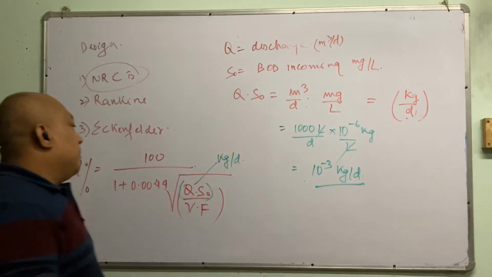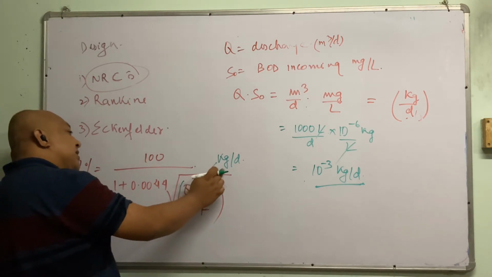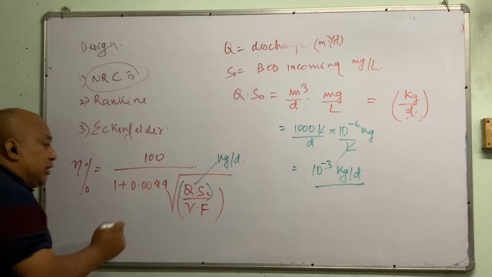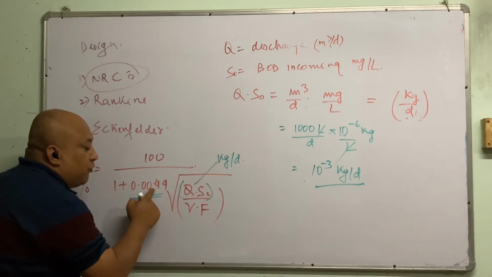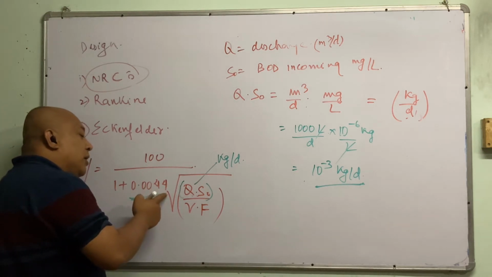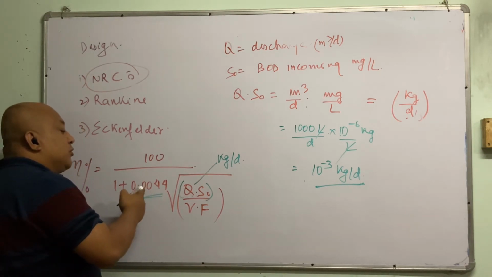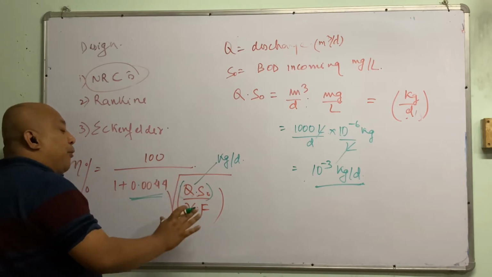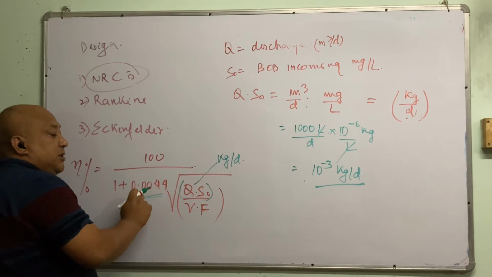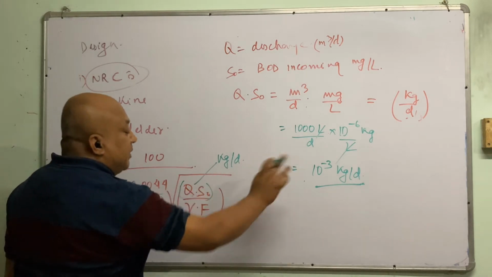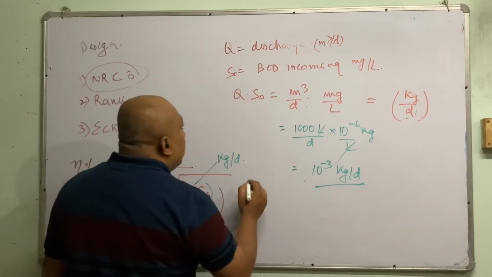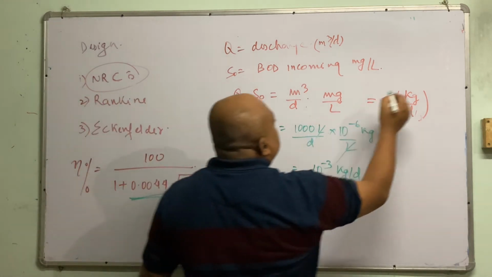My point is this unit should be in kg per day. You cannot make it into milligram per liter. The reason is you can see this part 0.0044. In some textbook you'll find this as 0.44, somewhere you'll find 0.000044. My point is if you want 0.0044, this unit should be kg per day. Okay, this is number one.